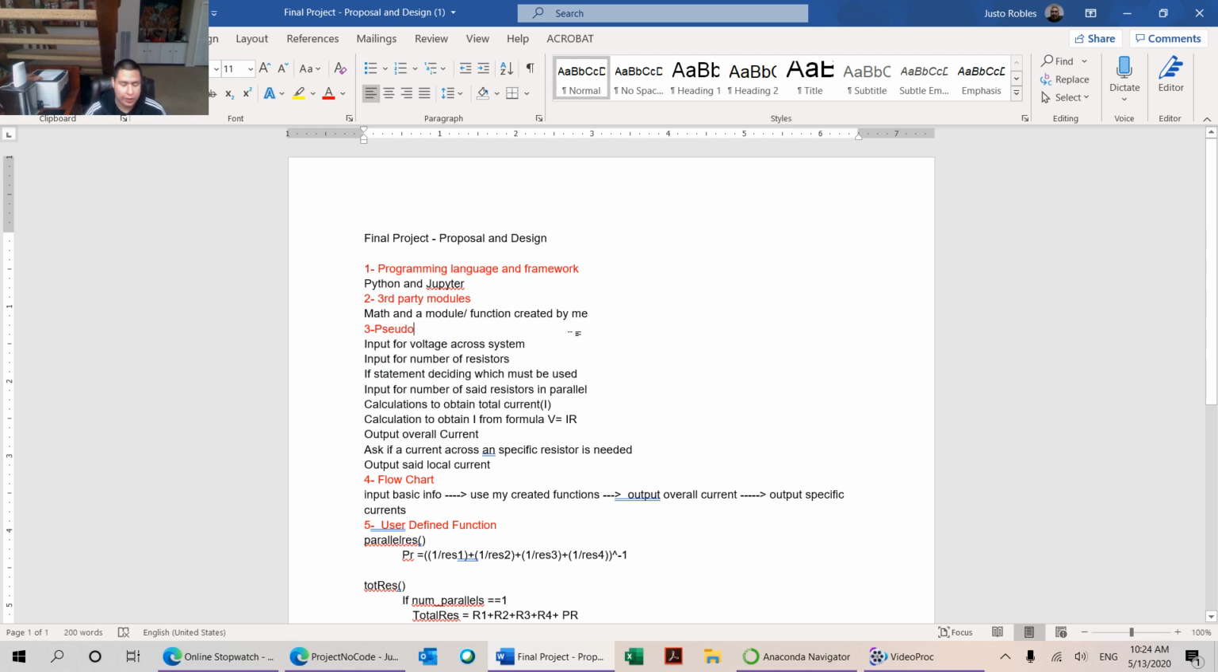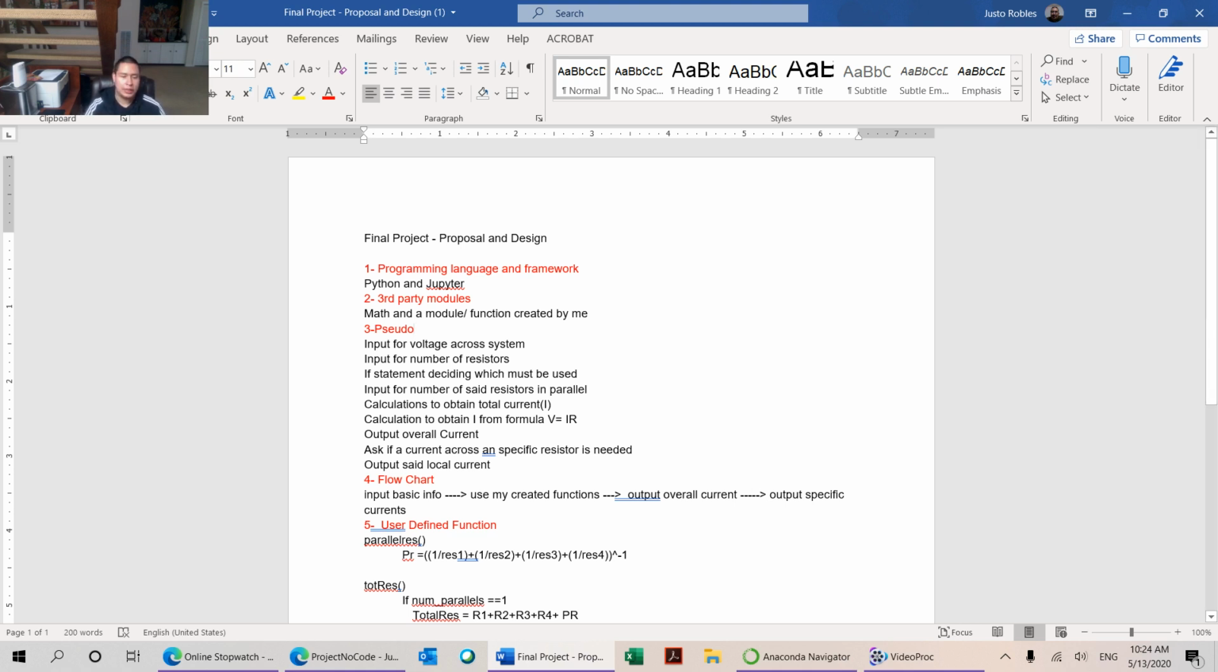Now, once I input everything, I ask you for the voltage, the number of resistors, and how many of those resistors are in parallel. Because if you don't know, there are two ways to calculate resistance in a circuit. There's the easy way: if everything is in series, meaning the resistors don't have the same two endpoints, you can just add them up. But if they do have the same endpoints, that's called parallel, and that's a little bit more complicated.